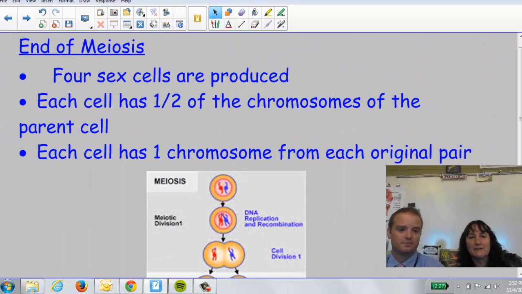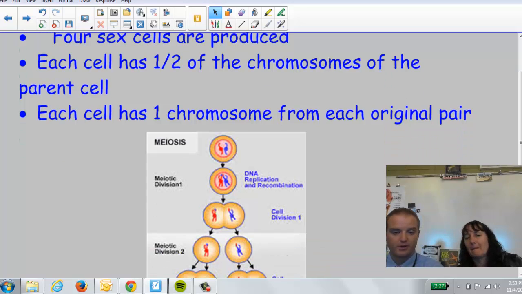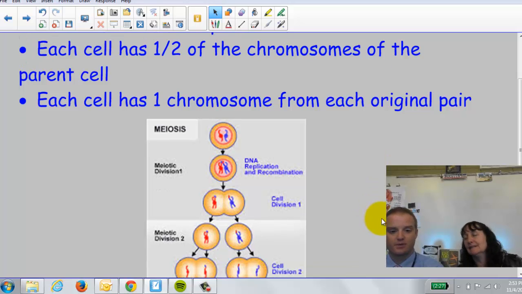Then the end of meiosis is when those 4 sex cells are produced. Each cell has half the chromosomes as what the parent cell started with. Each cell has 1 chromosome from each original pair. So just one side chromosome of that X. So we started with 2 X's, and now we're down to just half an X. Half the chromosome.